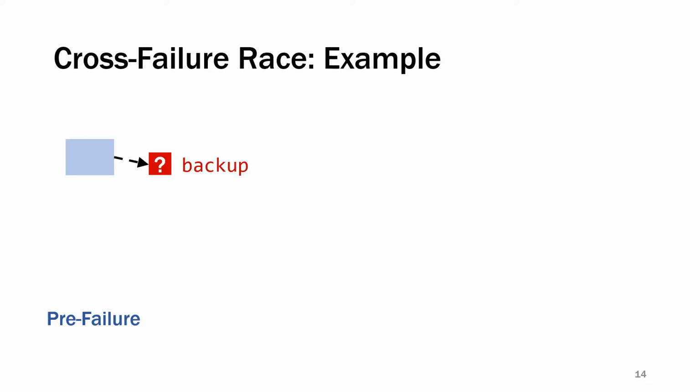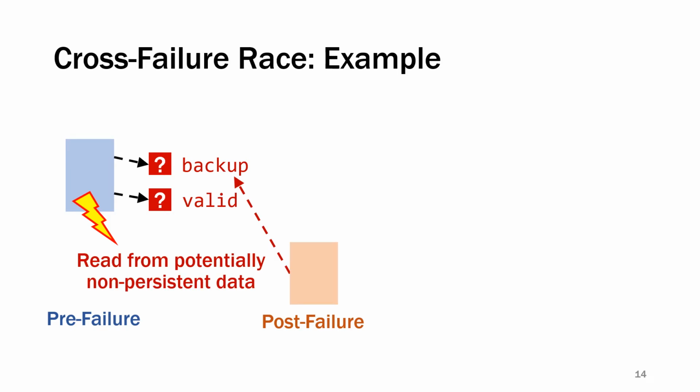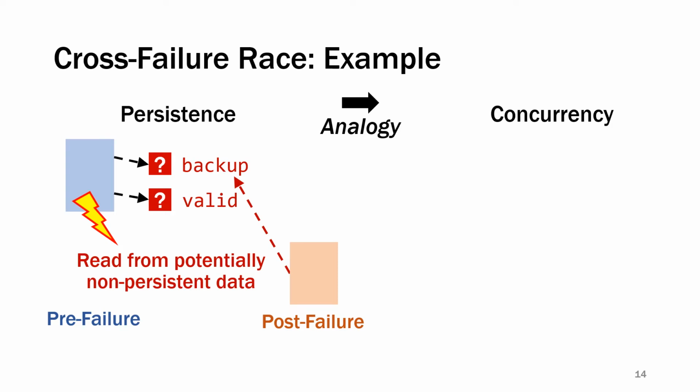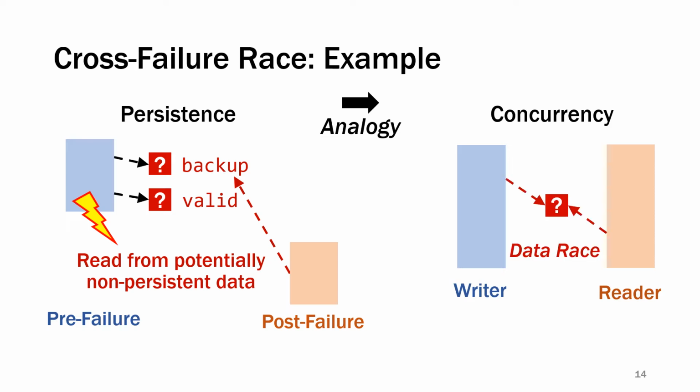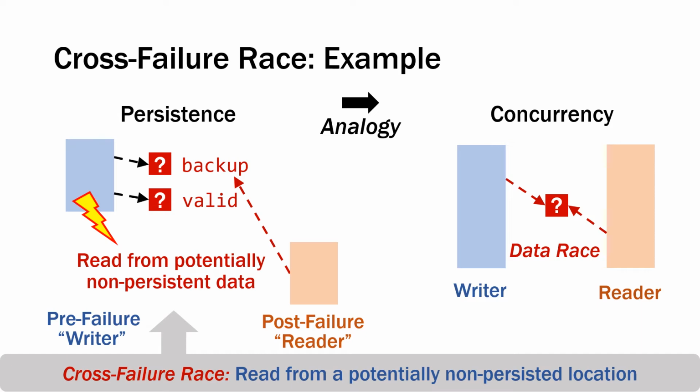Recall the previous example where the backup is not written back explicitly. After failure, the post-failure program can read from such a non-persistent location. Let's make an analogy between persistence and concurrency. In a multi-threaded program, when a writer and a reader try to access the same piece of data concurrently, a data race occurs. For persistent memory, as data in such a non-persistent location is undetermined, just like the data race scenario, the pre-failure actually acts as a writer and the post-failure actually acts as a reader.